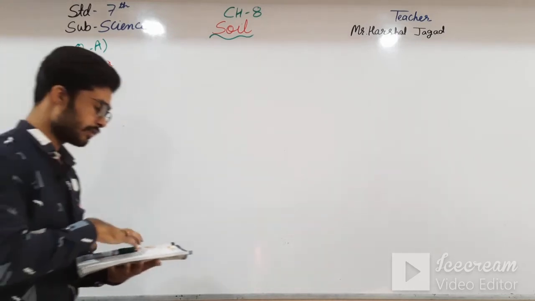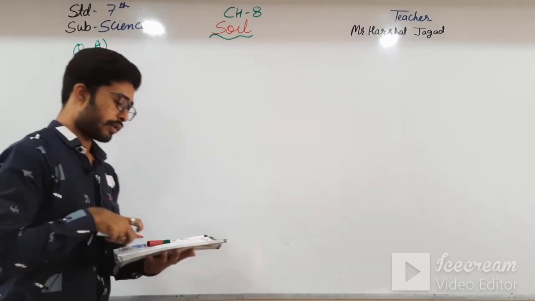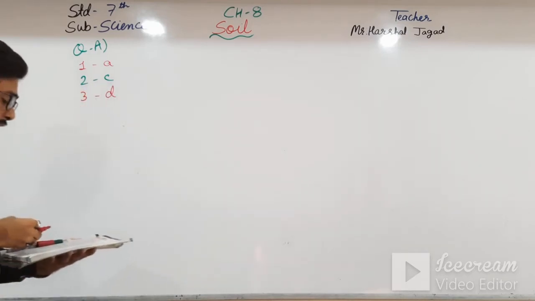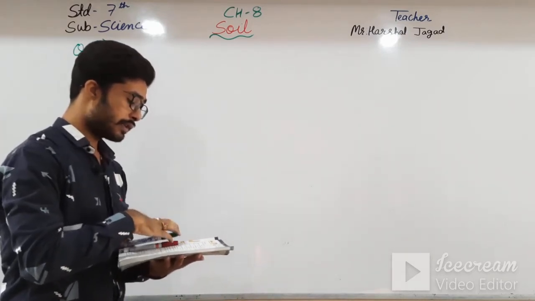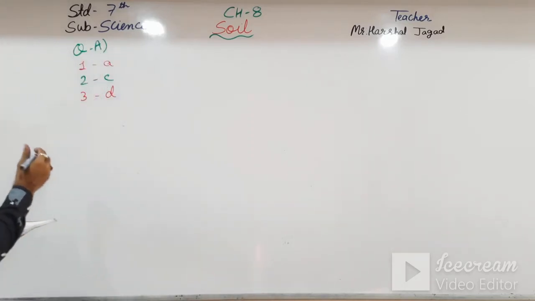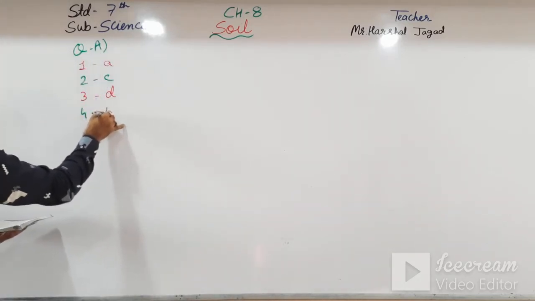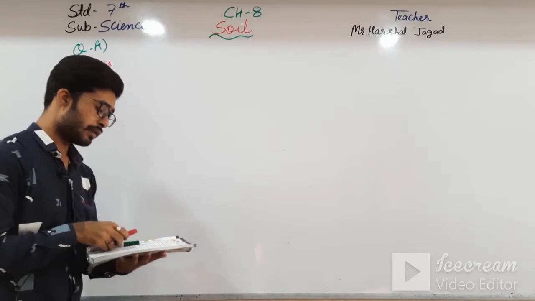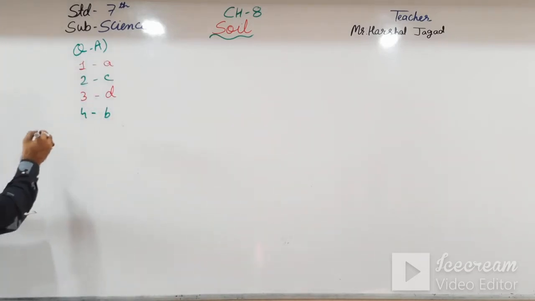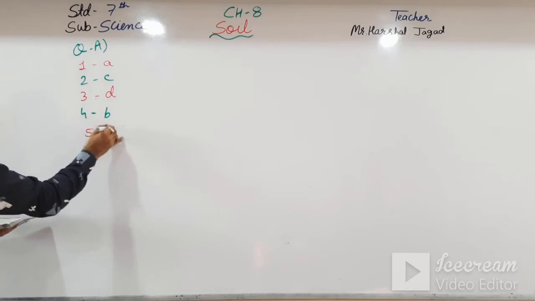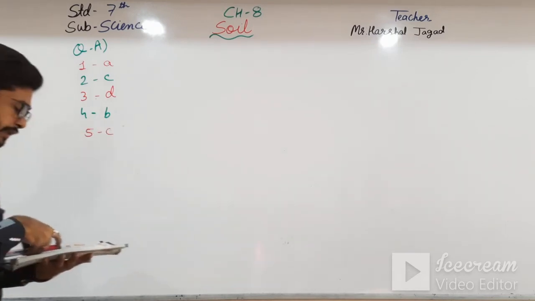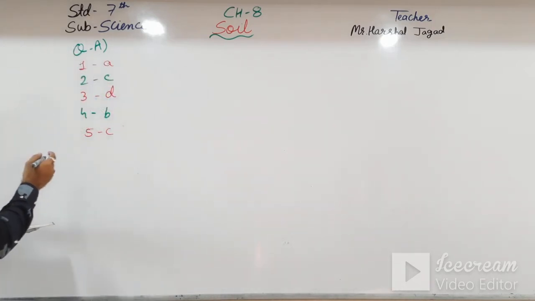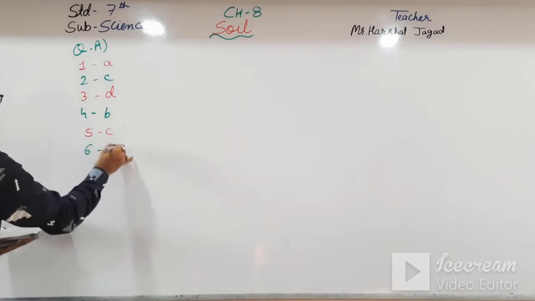And third one, which of these do not cause weathering of rocks? So in the third one, there is D, that is light. Fourth one, which of this holds maximum water? That is clay soil. Fourth one, that is B. Fifth one, decaying of plants and animals forms this, that is humus. Fifth one, C. Sixth one, which of this has a rough and gritty texture? That is sandy soil. That is sixth one, A.